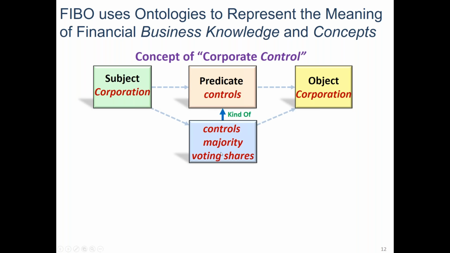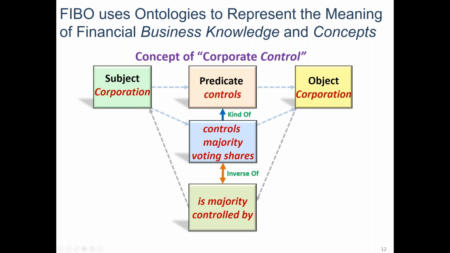We could weave in other concepts into this ontology. Controls majority voting shares is a kind of subset, a kind of controls, if you will. So we could say that if a corporation A controls majority voting shares of corporation B, corporation A controls corporation B. We can then weave in inverse concepts. Is majority controlled by is the polar opposite of controls majority voting shares. So we can say this has an inverse relationship.